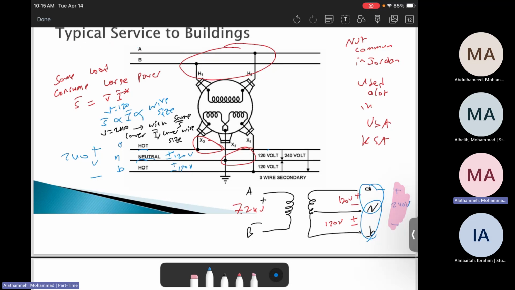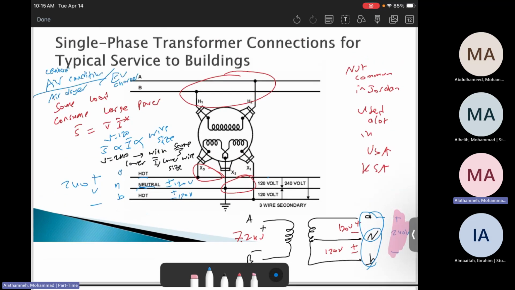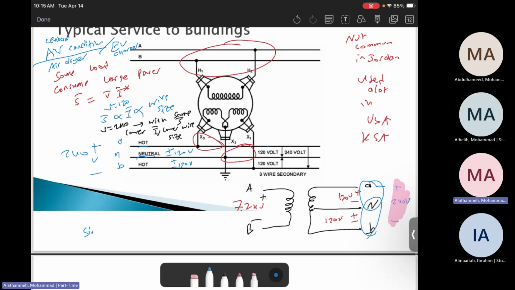Okay, so again, this is called a service, or I would say a distribution transformer, a single phase distribution transformer. But again, this is not used in Jordan, but it is used in other parts of the world.